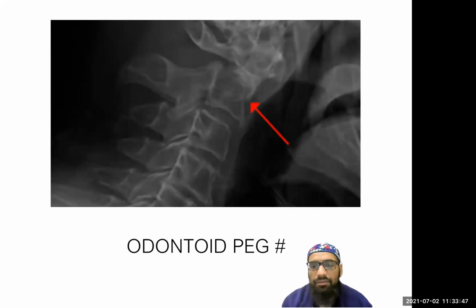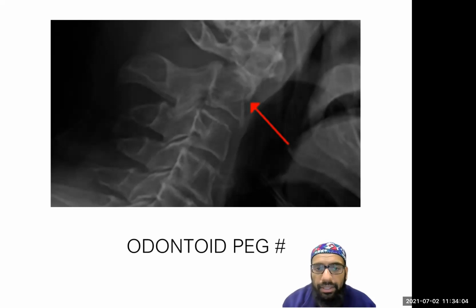Now, the odontoid peg fractures are also classified in a particular manner. They're graded in terms of stability and instability. That's not our job in the emergency department. Our job in the emergency department is to identify. So on a lateral, this is what you will see.